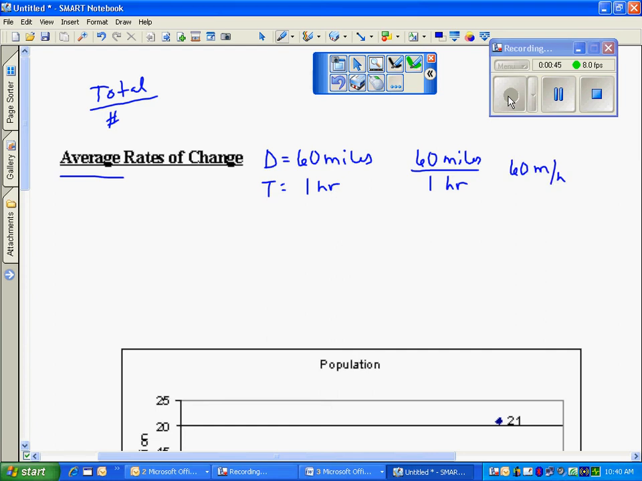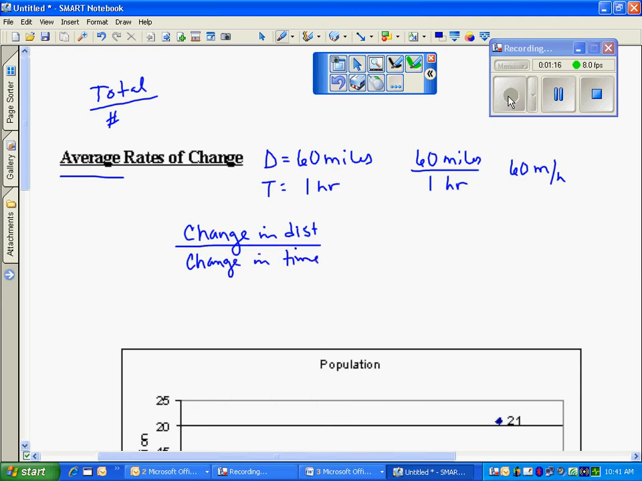Well, when you think about average, when I was traveling to Missoula, I wasn't always going 60. I had to stop at a stoplight and so forth. So when we look at average, we have to be careful. It's how long it took me from beginning to end, how fast I was going on average, not at any given point in time. So I looked at how far I went, or the change in distance over the change in time.